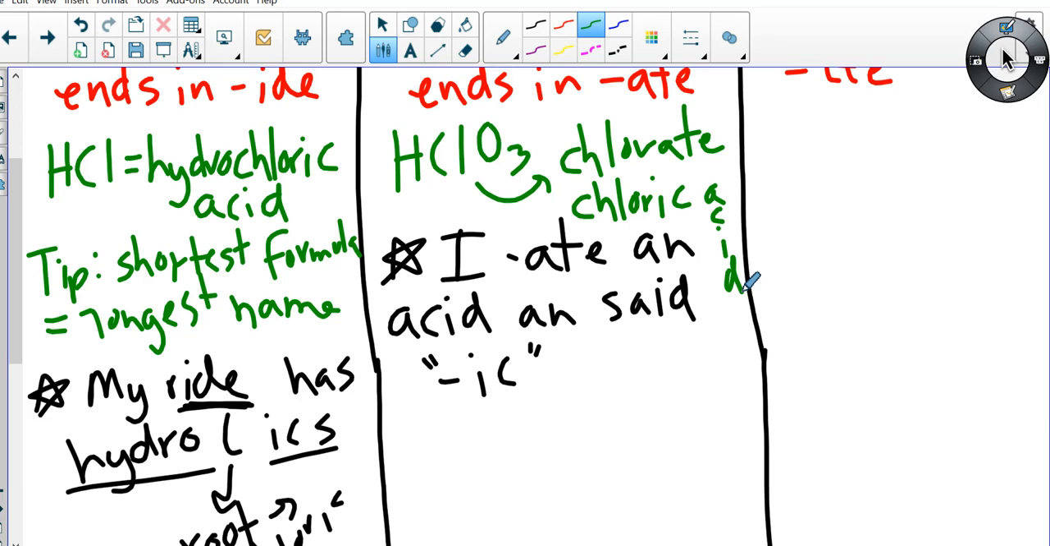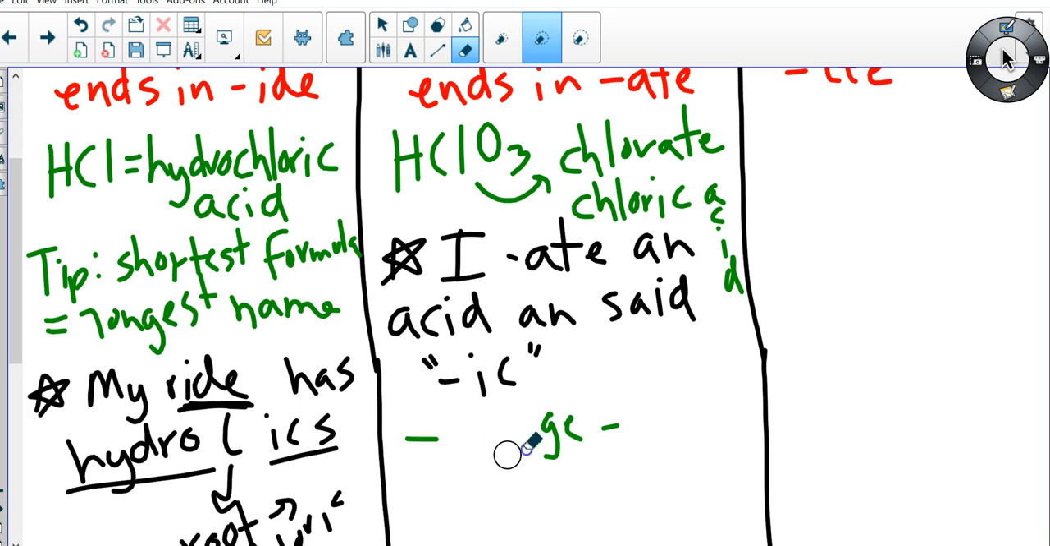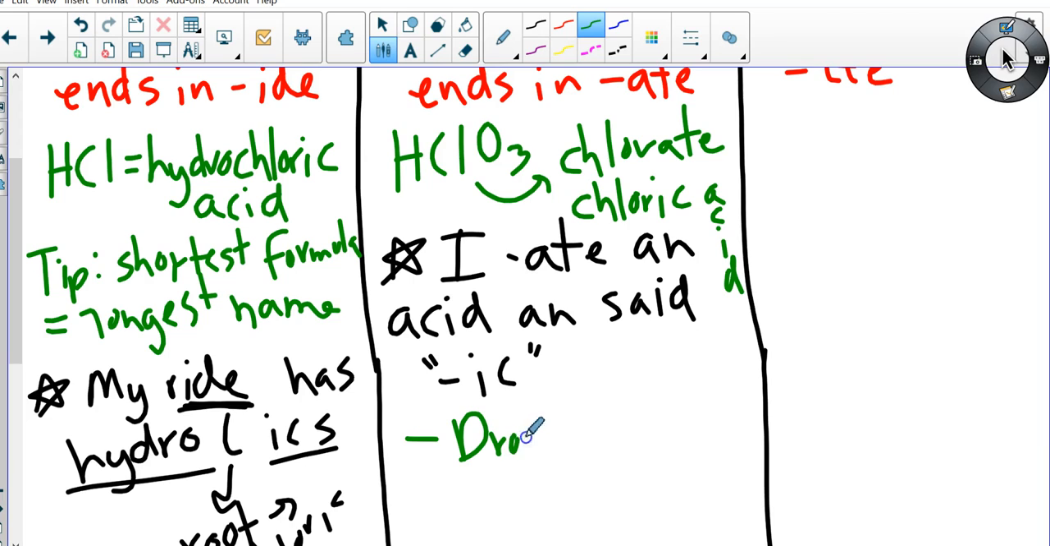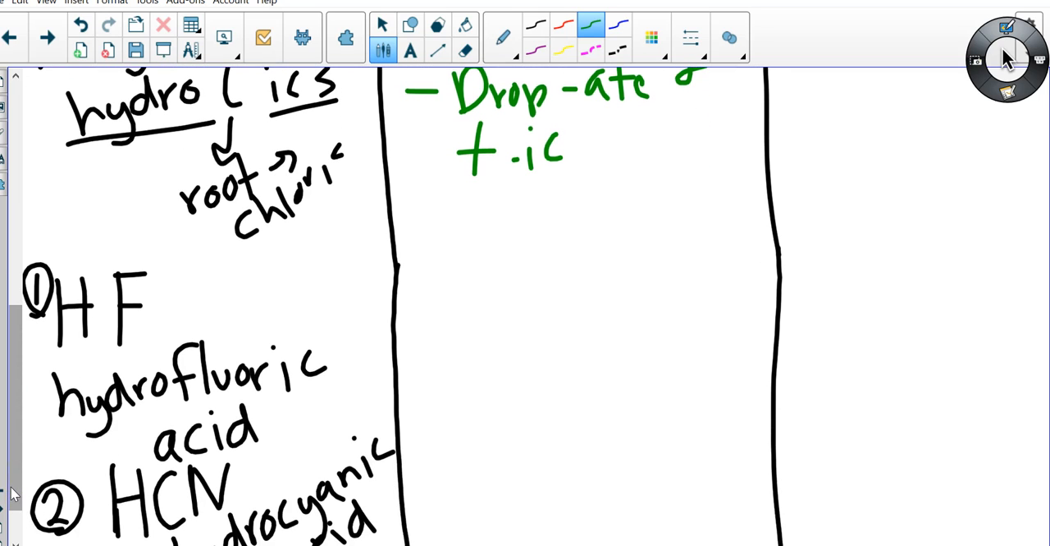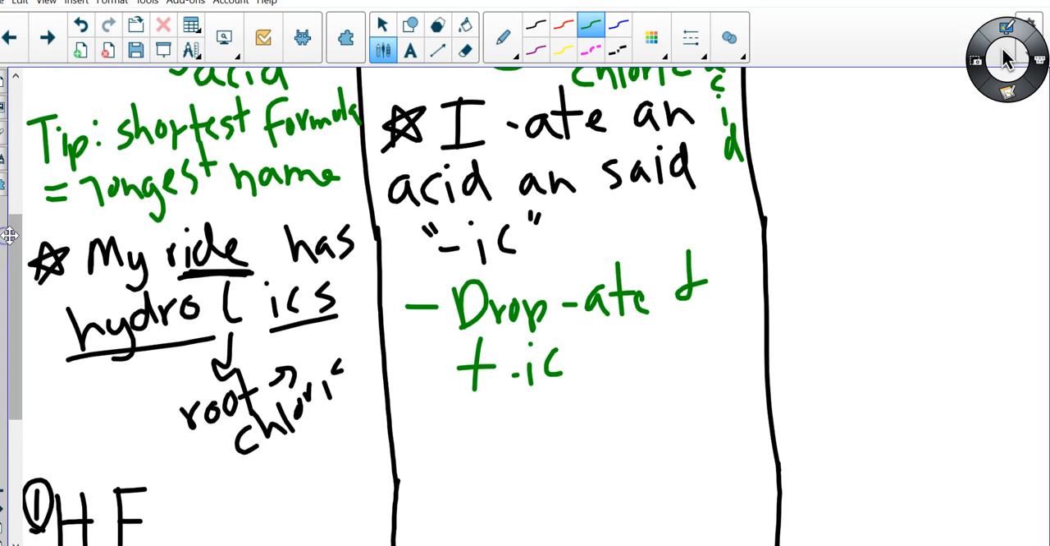So honestly on this, you just gotta drop the ate and add ick. You change ate to ick. I guess I should put drop ate and add ick. How about that? That sounds better. So that's chlorate. You drop the ate and you add ick. Chlorate becomes chloric. Let's do some examples. So what people do is they're not thinking, and then they'll call chloric acid hydrochloric acid. That's wrong. The shortest formulas have the longest names.